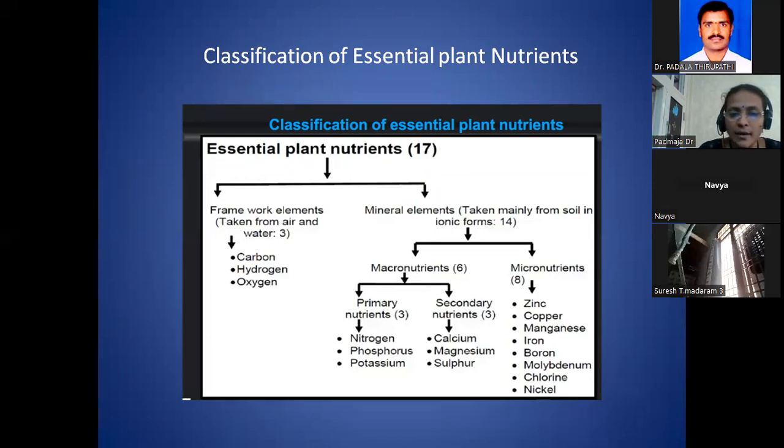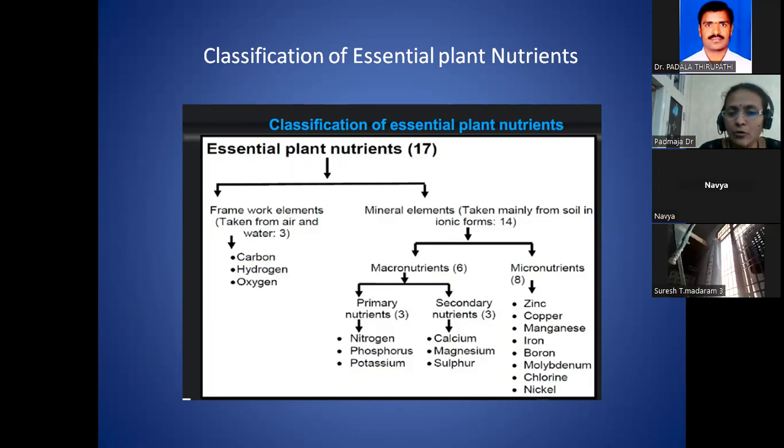And they are differentiated as framework elements. That means they are taken from the atmosphere or the water. They are carbon dioxide, hydrogen, and oxygen, and they are considered the framework elements. They are very essential in the protoplasm and in the cell wall. The carbohydrates are all present in the cell wall of the plants.